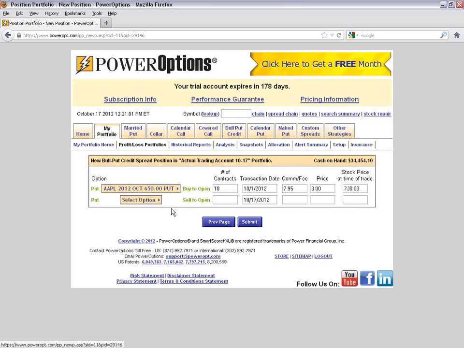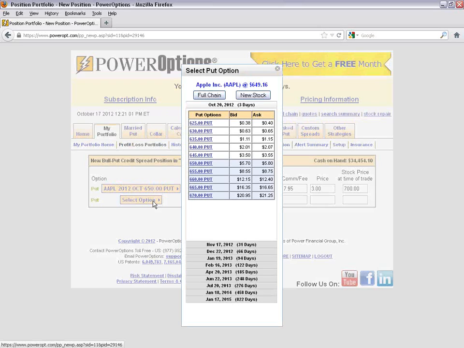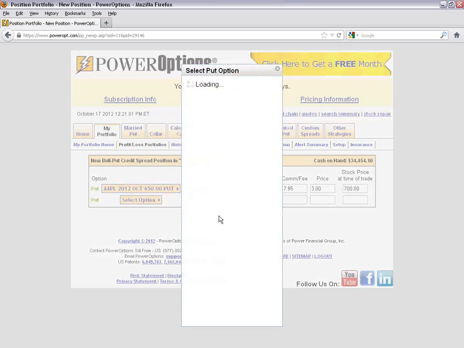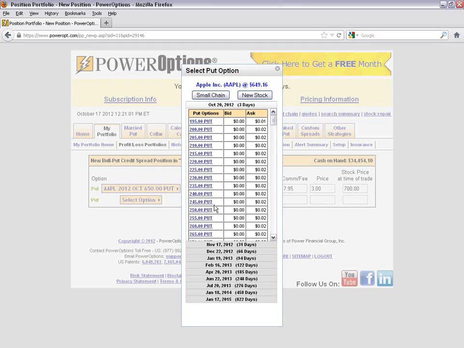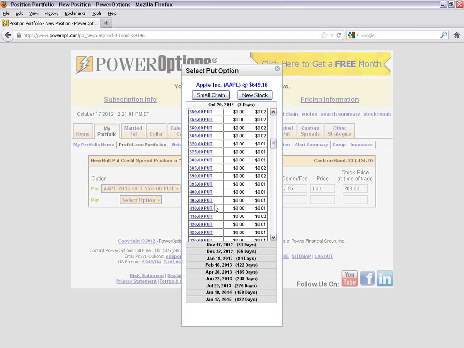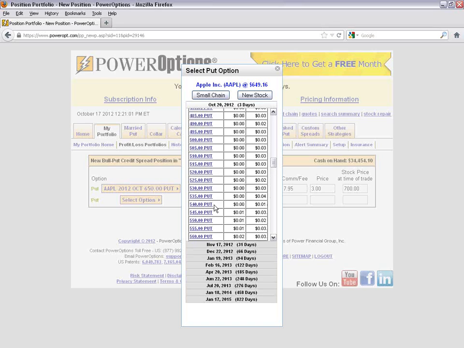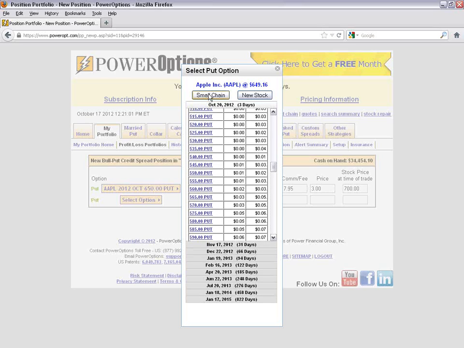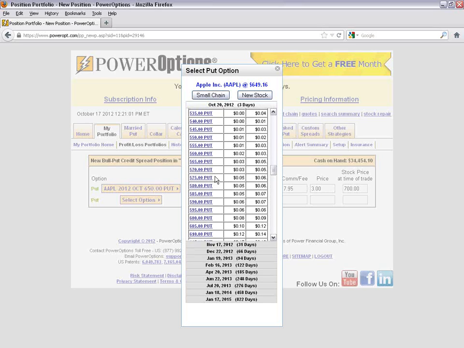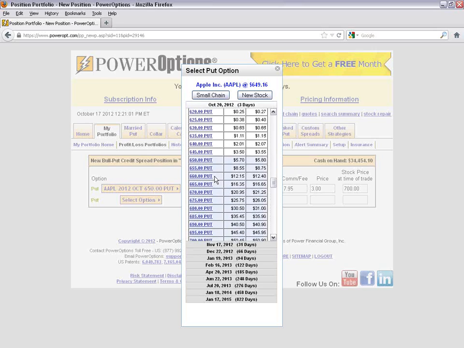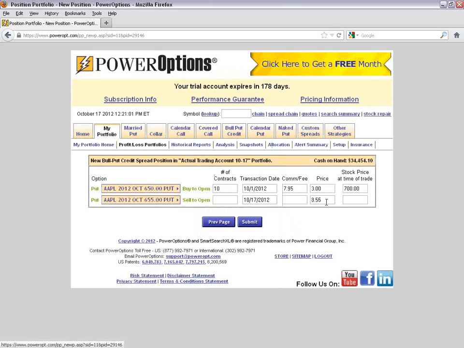Well, now we have to do our short option. So we just click the button again. Now we know that we only have the 5-strike chain here, so we've got to expand that. So we'll click on full chain again. These options were there, but I just want to go through that process again. So if you don't see the strike you want on the 5-strike chain, just click the full chain, and you can always toggle back to small chain as well. Now we're selling the 655. Again, we're doing 10 contracts, with a commission fee of $7.95.